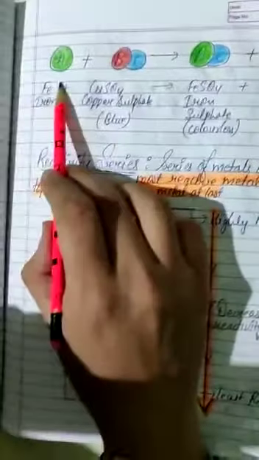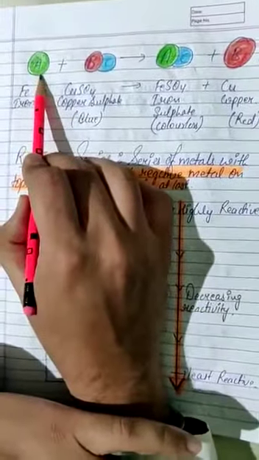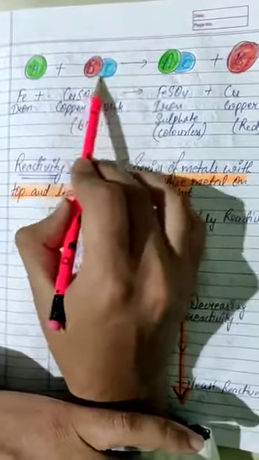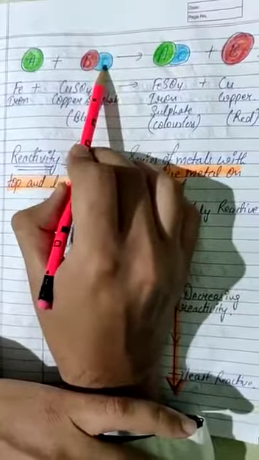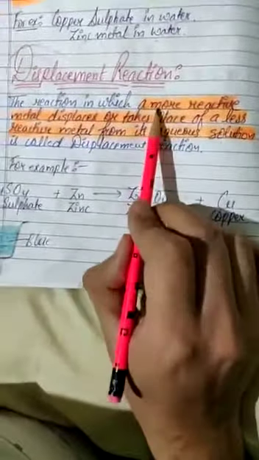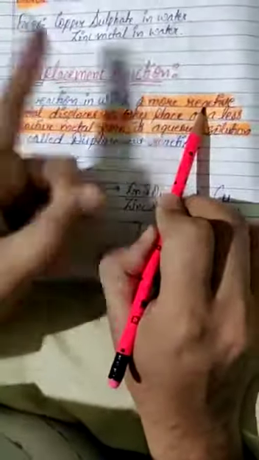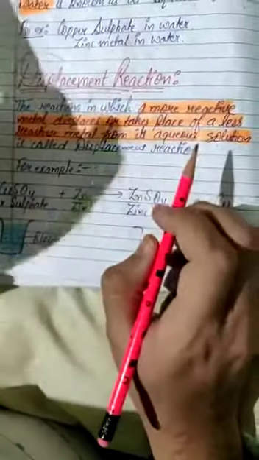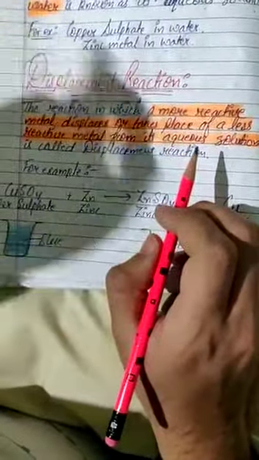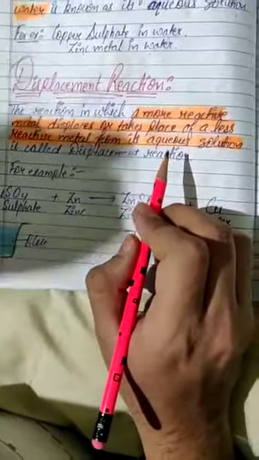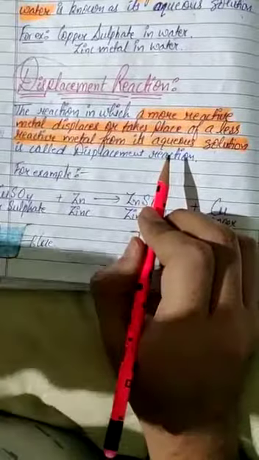So this is a displacement reaction, when a more reactive metal displaces a less reactive metal from its aqueous solution. This type of reaction is known as displacement reaction. Always a more reactive metal will displace a less reactive metal. A less reactive metal cannot take place of a more reactive metal. So this is known as a displacement reaction.